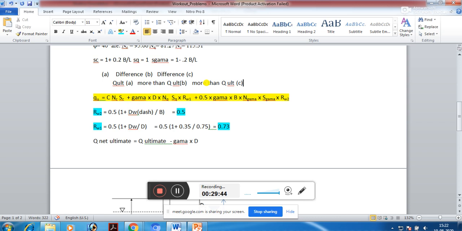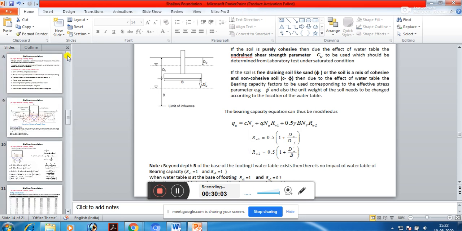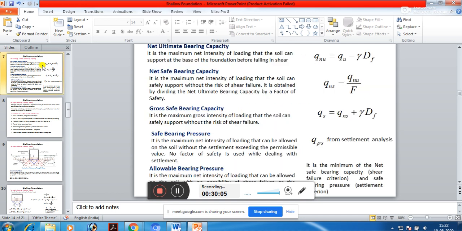So you see, have you understood now what is the effect of water table on bearing capacity? Once you have calculated the ultimate bearing capacity, from the ultimate bearing capacity you just directly apply the formula to get the values of different bearing capacities that are given over here, if you remember.